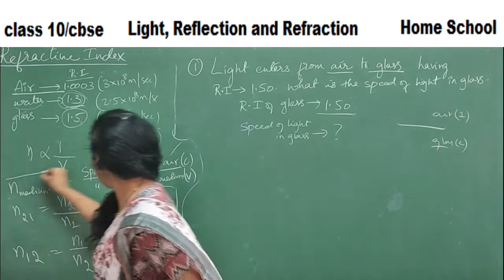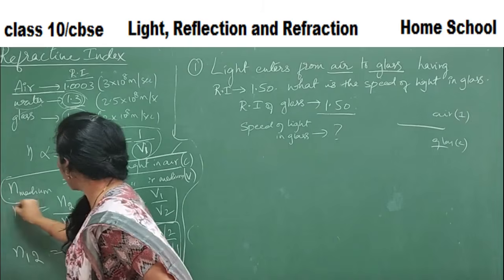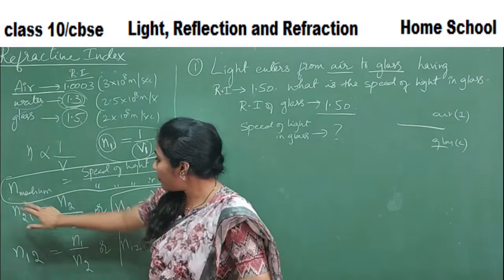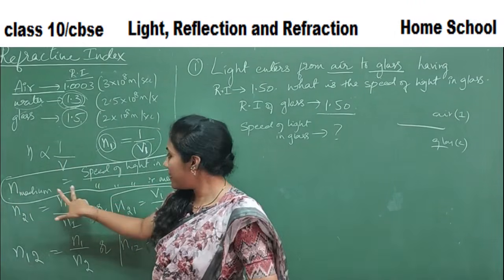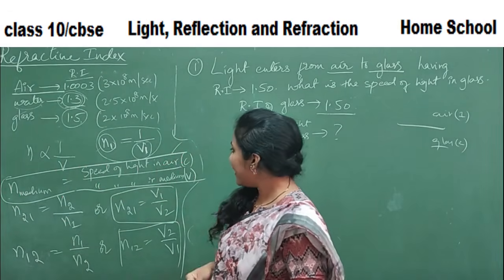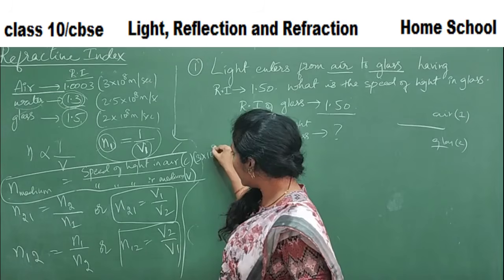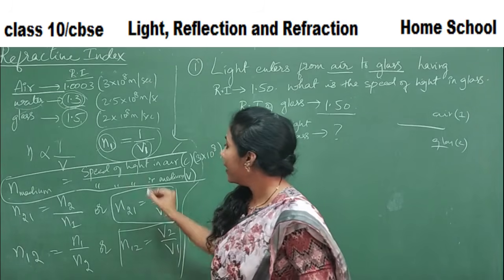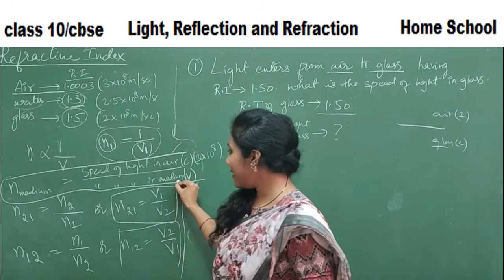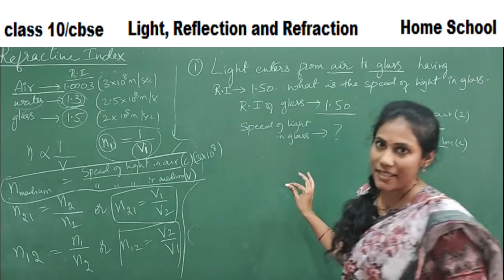You can use the absolute refractive index formula. Yes or no? You see here, the refractive index of any medium is equal to the speed of light in air, which is always a constant. You have to remember its number, 3 into 10 to the power of 8, divided by the speed of light in a medium. Which medium here? Glass.